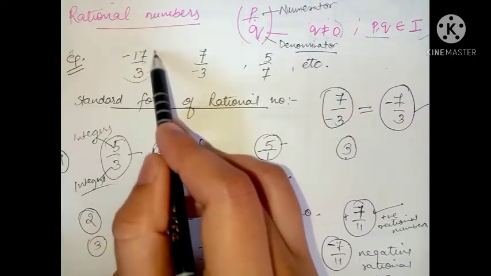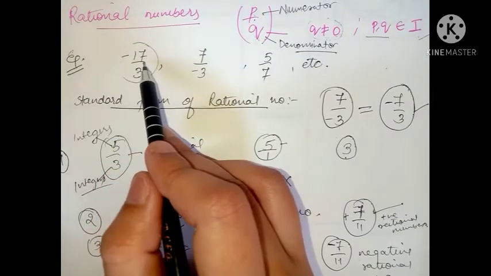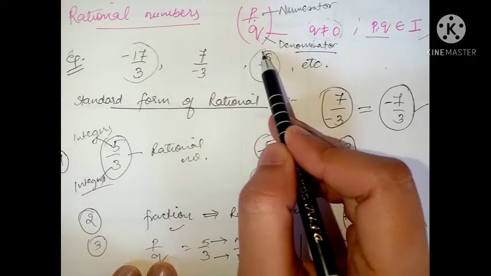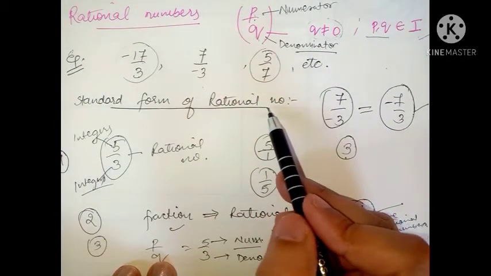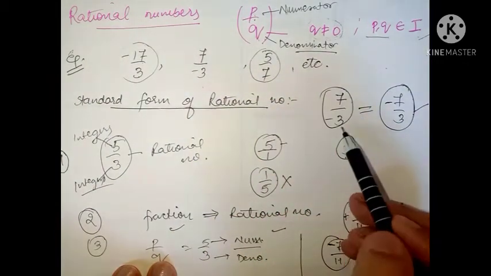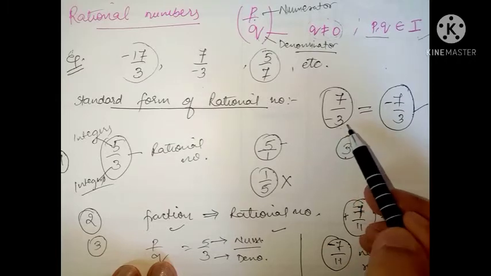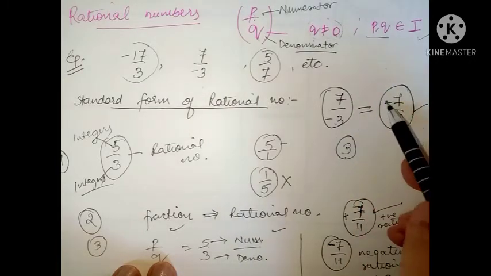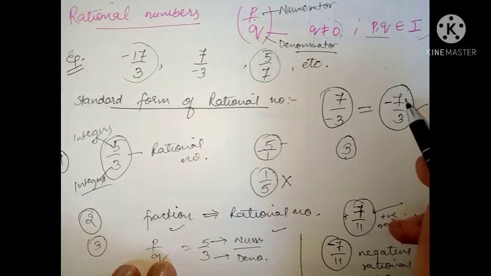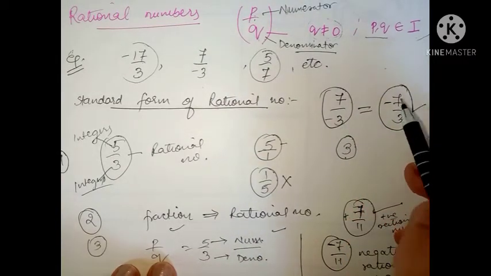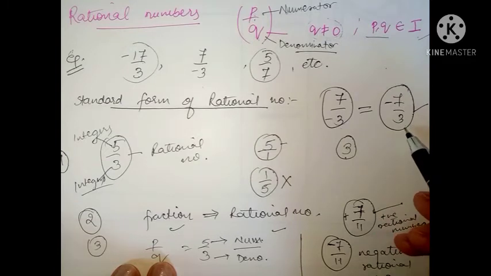Next, we have studied a few examples for rational numbers. This will be a negative rational number, this will be a positive rational number, this will be a negative rational number. What is the standard form of a rational number? Any number written in this form which has a negative in the denominator will be written as minus 7 over 3. That is, the minus symbol or the negative symbol will be brought up in the numerator. This will be the standard form of a rational number.